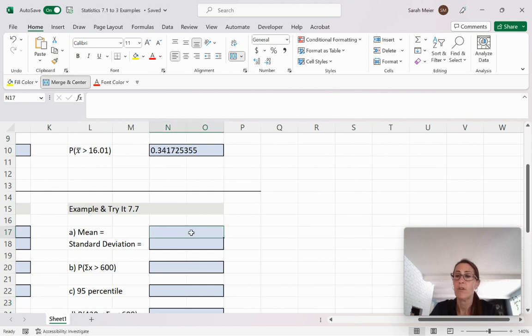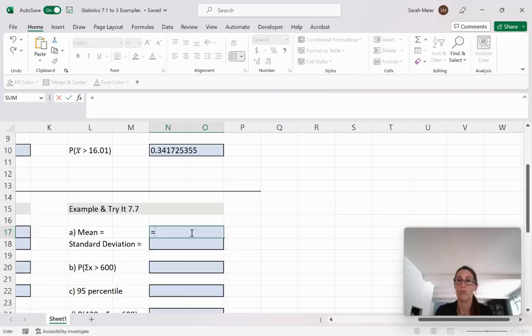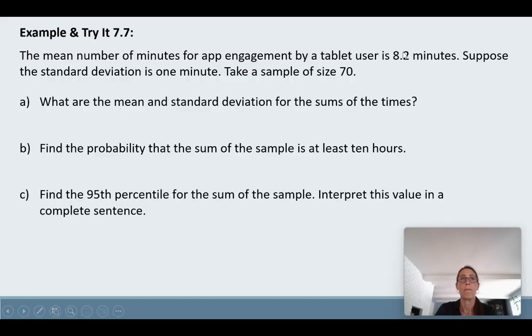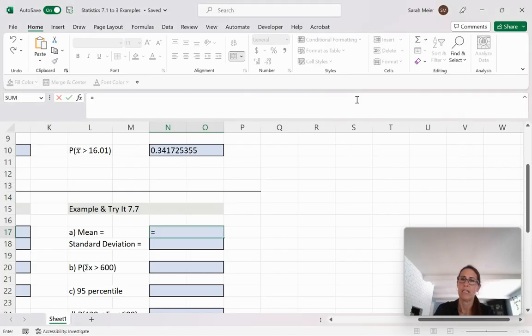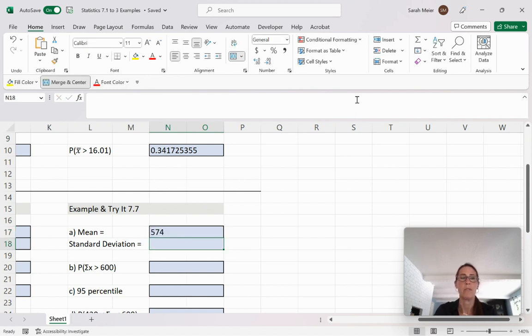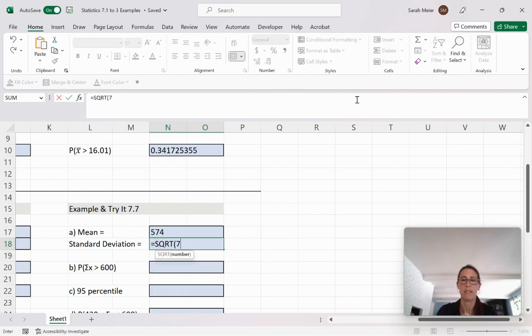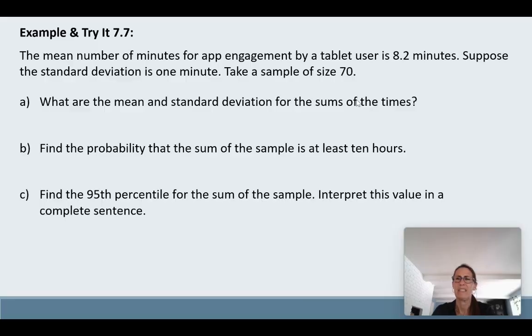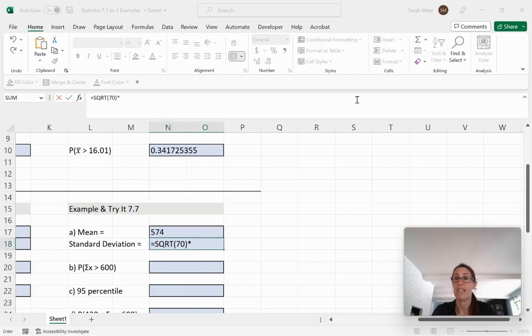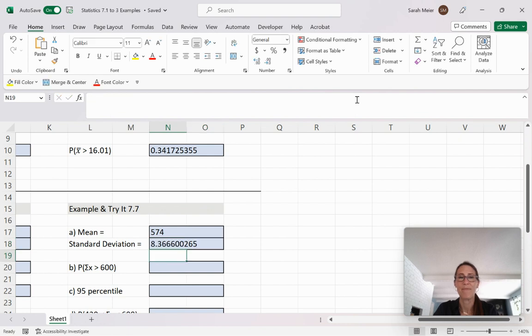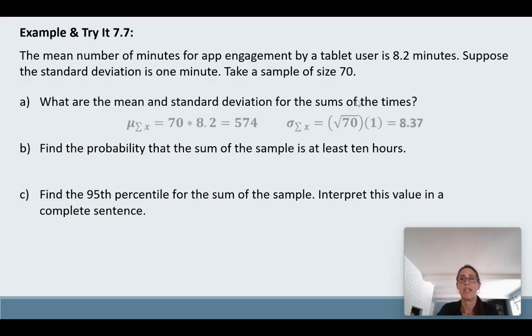So we know that the mean for our sample sums is going to be equal to the mean of our original variable, 8.2, times the sample size, 70. I think last time I did it as 70 times the mean. Okay, so that's our new mean. And our new standard deviation is the square root of the sample size, 70, times the standard deviation, 1. So we get 8.37. So calculate your mean and your standard deviation.